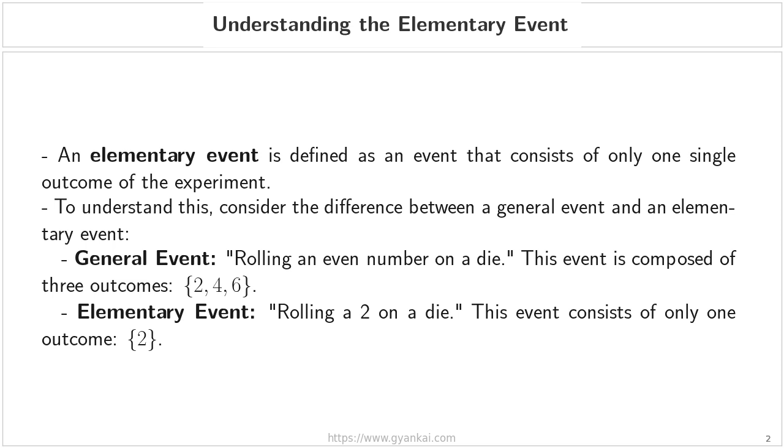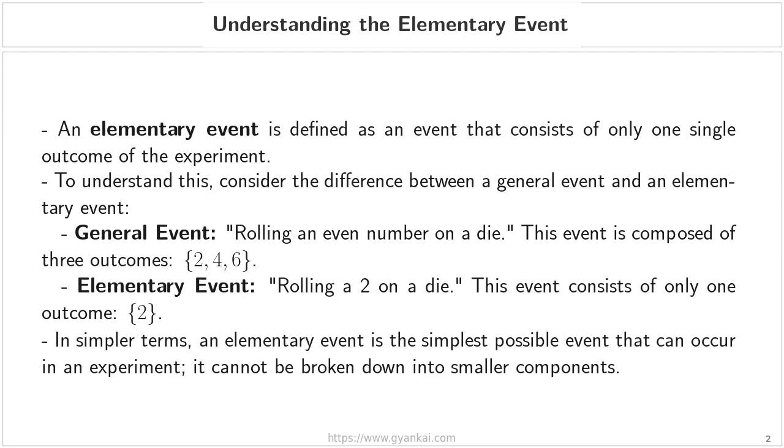Now, contrast that with an elementary event such as rolling a 2. In this case, the event consists of only one single outcome, the number 2. In set notation, we simply write this as the set containing 2. In simpler terms, you can think of an elementary event as the smallest, most basic building block of any probability experiment. It is the simplest possible event that can occur, and it is unique because it cannot be broken down into any smaller components.